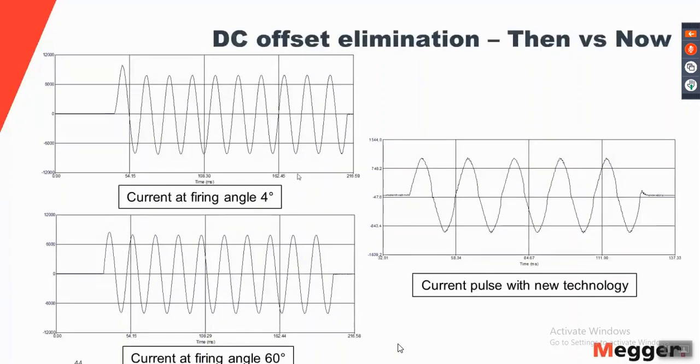And on the right, you have a waveform capture from a test set employing modern technology, solid-state technology, where you can see that the offset has been eliminated completely. So all 5 cycles are completely alike.